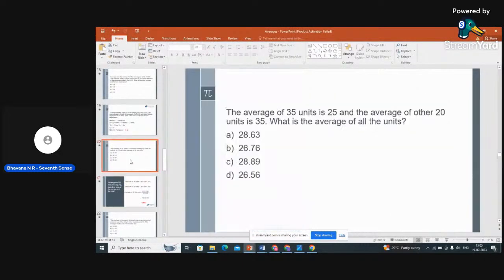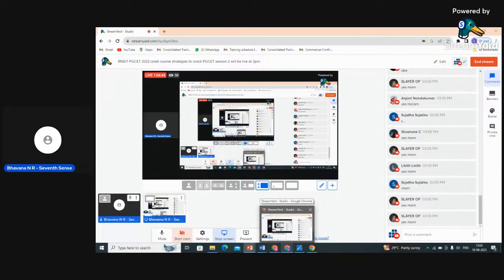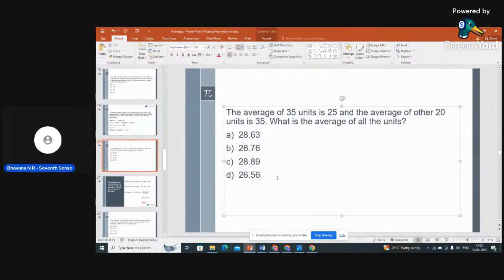Okay, so let's see. The average of 35 units is 25, and the average of the other 20 units is 35. So what is the average of all the units? Just do it and tell me the answers. So what is the answer for this? What is the given data here?